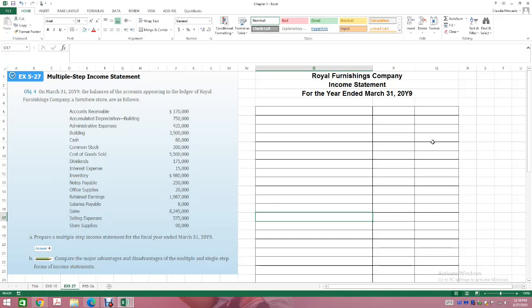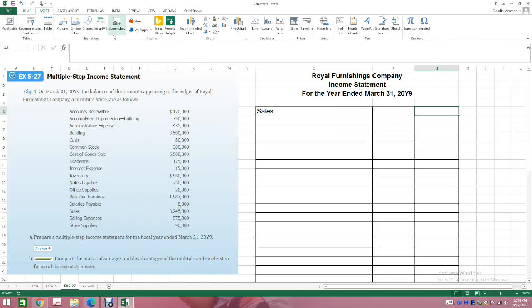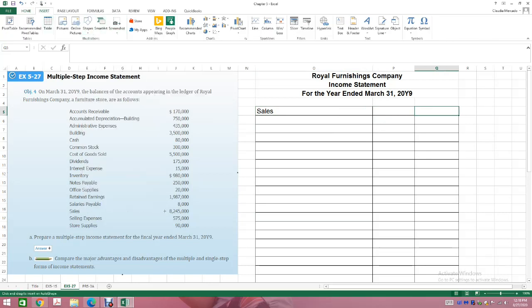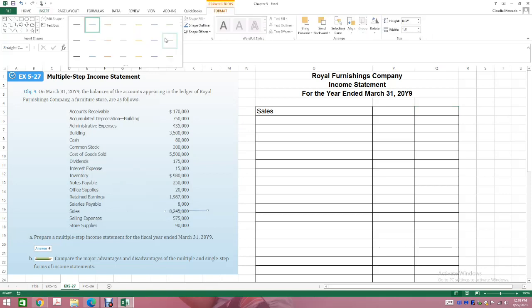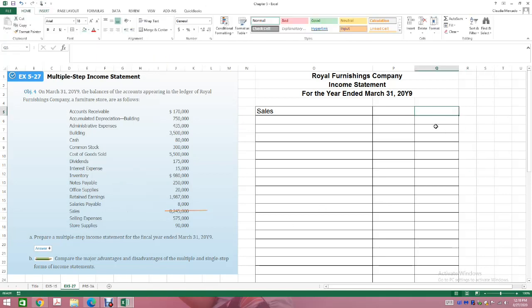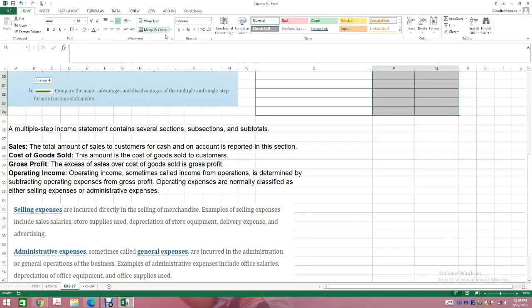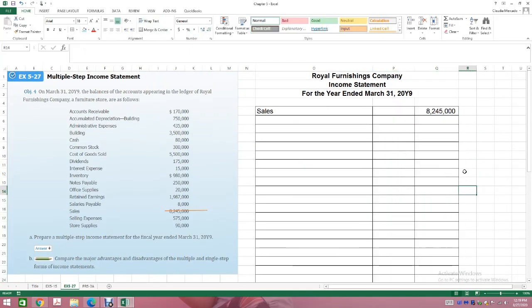So, when we're preparing an income statement for a retail business, we always start off with our sales, okay? How much did we have in sales, okay? So, the sales amount was provided right here. We had sales of $8,245,000, okay? So we're going to put it in the second row because that's my grand total, $8,245,000, okay? Let me just put some commas here, that way it'll look cleaner, okay?